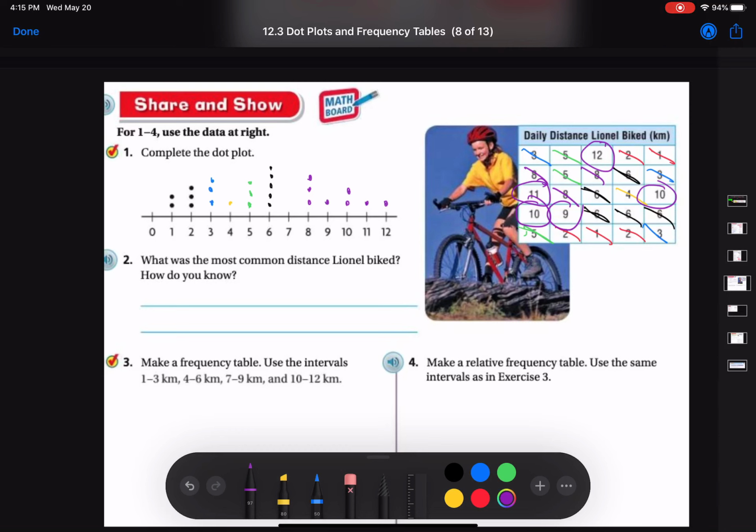Now, which one's the most common one? So in other words, which one has the highest stack? So 6 kilometers. Oops. Okay, so you're going to say 6 kilometers because it is the tallest stack.